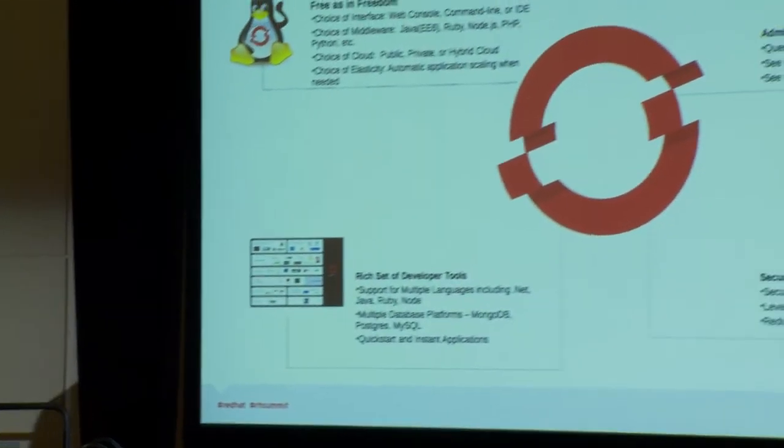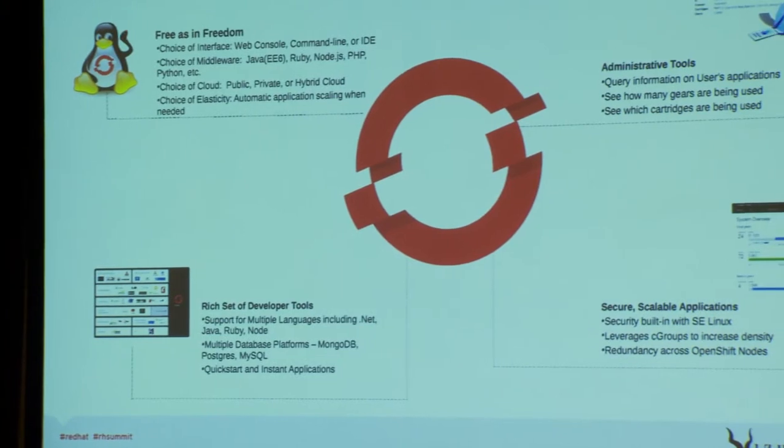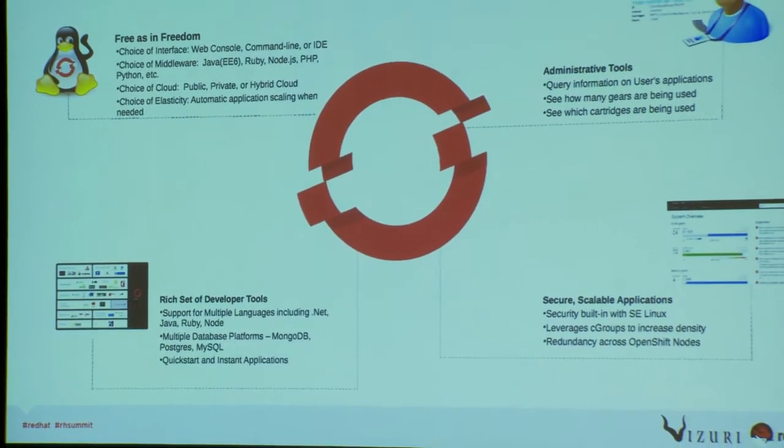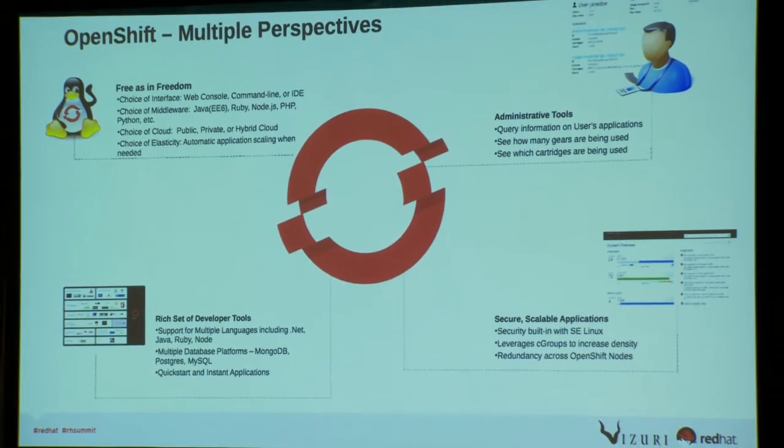Right. So we're going to look at the multiple perspectives that are in here. As I said, we want the free as in freedom. We want our choice of how we interface with our tooling. If I want to use Eclipse, a web browser, an IDE, or do everything straight from the command line or from a mobile app, we can all do that with OpenShift. So the developers have that ability.